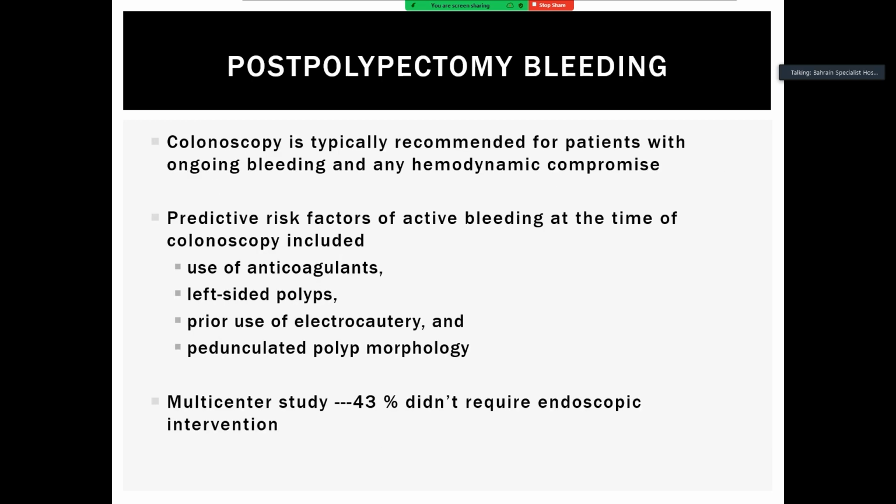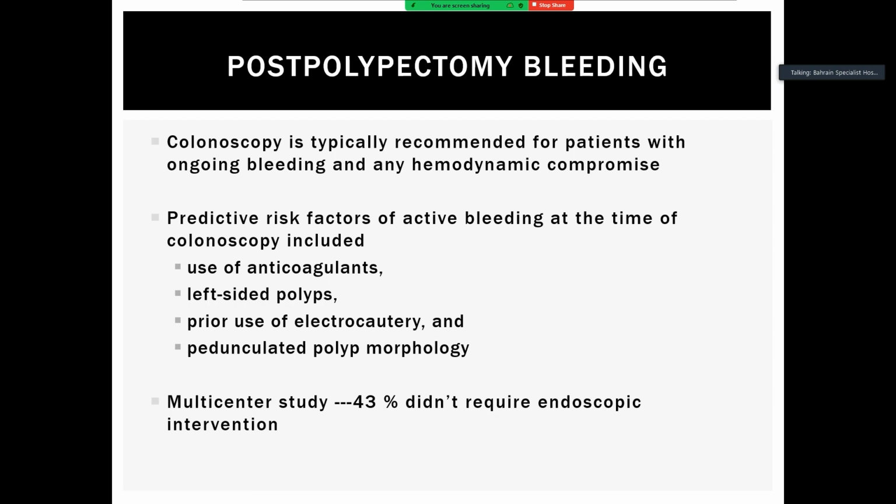The third, which is also commonly seen, is post-polypectomy bleeding. The risk factors for polypectomy bleed are patients who are on anticoagulants, a left-sided polyp, use of electrocautery for the polypectomy making the mucosal wall thin, and pedunculated polyp morphology.